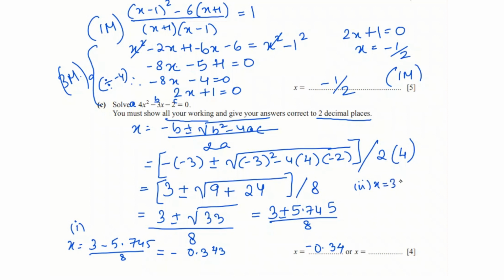And for the second value of x, let's do it over here. X equals to 3 plus 5.745 upon 8. So this gives me 3 plus 5.745 gives me 8.745 divided by 8. It gives me 1.09. So this is my first value, this is my second value, so that goes around to 1.1.